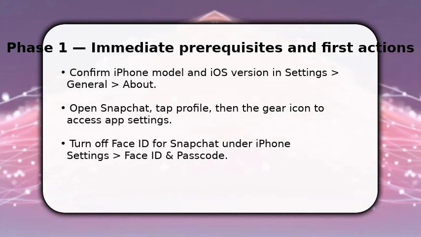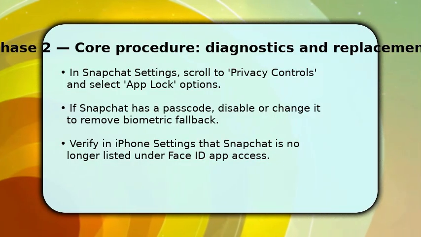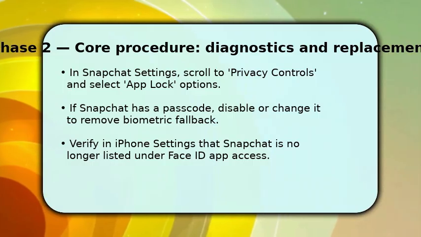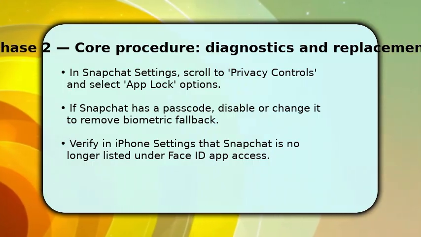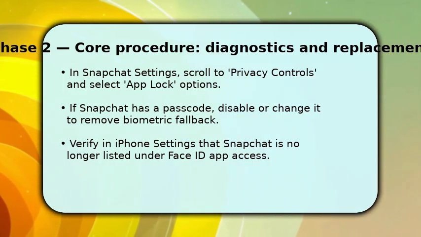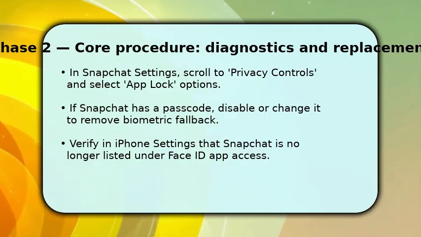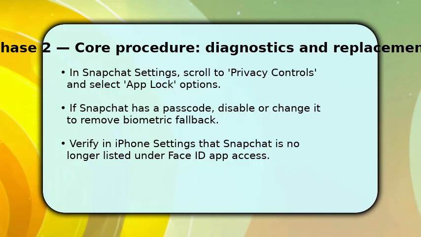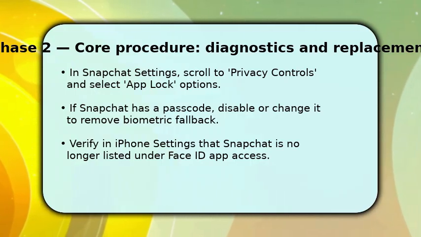Now you'll remove the app-level biometric fallback. In Snapchat, go to Settings, Privacy Controls and find App Lock or Login Verification. If you set a Snapchat passcode, disable or change it so Face ID won't be required. Make sure to check iPhone settings, Face ID and Passcode again and confirm Snapchat isn't granted permission.